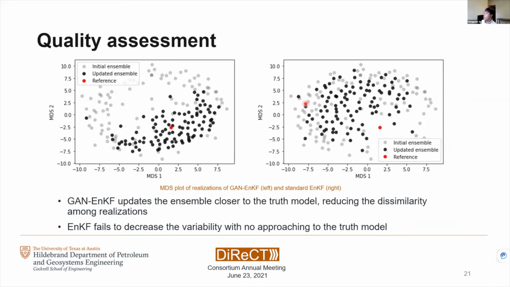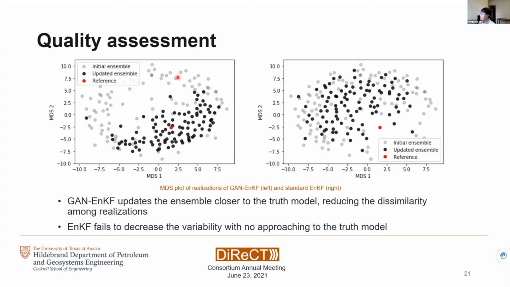As a quality assessment, we map the high-dimensional rule-based model ensemble to the 2D space using multi-dimensional scaling. By looking at the multi-dimensional scaling plot, we can compare their dissimilarity or similarity. If they are close together, that means their realizations are similar to each other. If they are further apart, they are not.